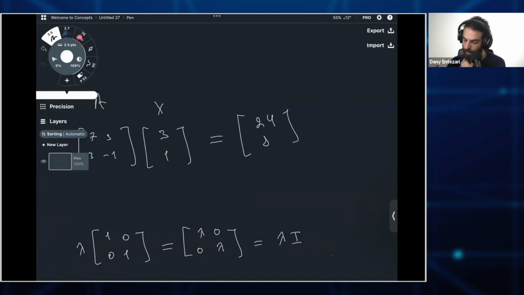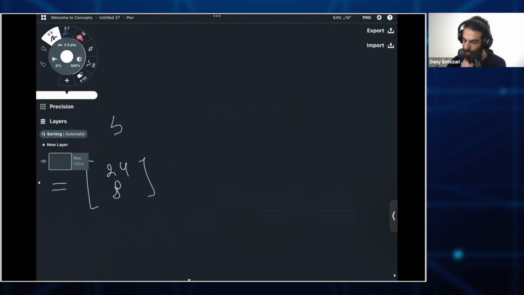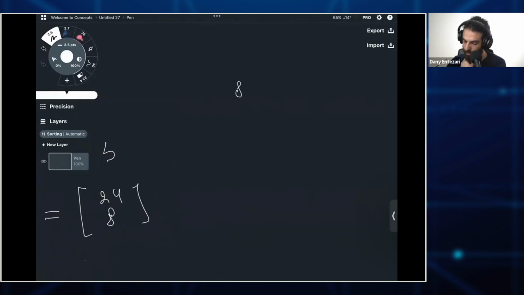And what's interesting is that we can factor the scalar 8 from this vector. So this is now B. Another way to represent this vector is to go 8, the scalar, multiplied by 3, 1. And it turns out 8 was one of the values for the eigenvalue. So if you multiply this 8 by 3, we will get 24. Multiply 8 times 1, obviously, we'll get 8.